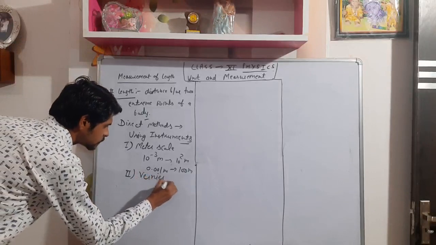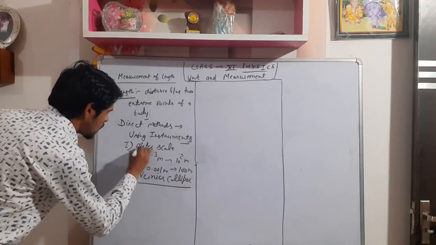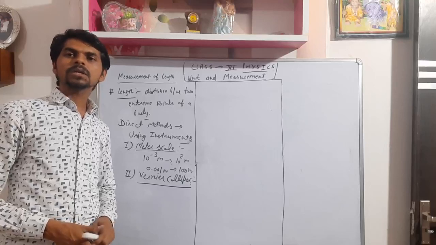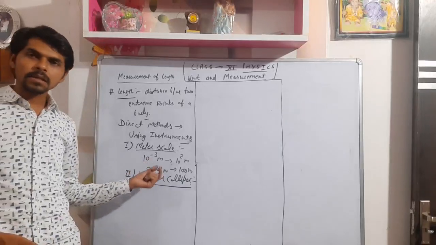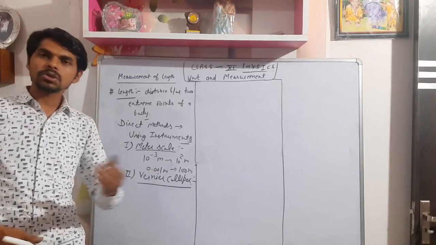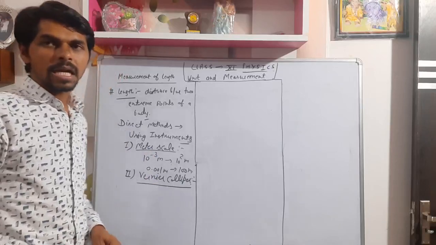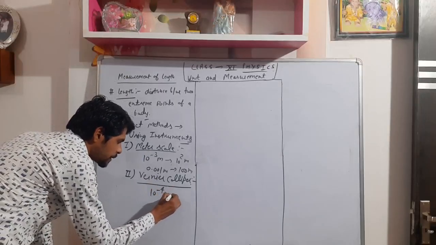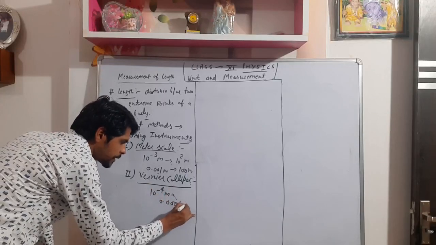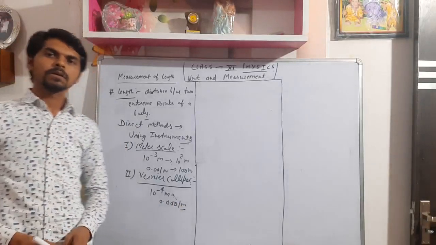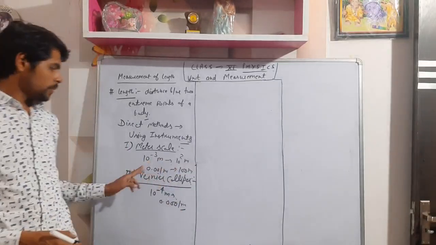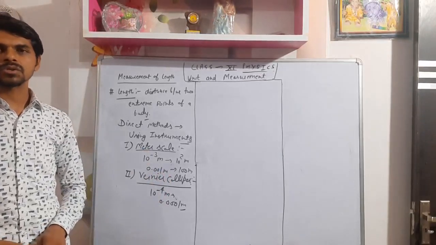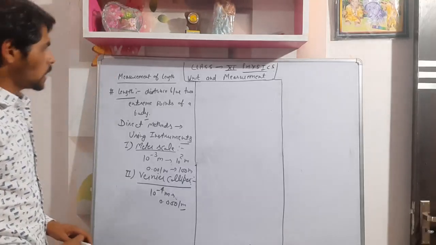Second instrument is vernier caliper. Before today you have hardly ever heard about the vernier caliper, but there is an instrument vernier caliper. If we want to measure a length beyond this value, below 0.001, what will we use? Vernier caliper is a measuring instrument used to calculate the value up to 10 to power minus 4 meter. It means if we have to calculate a value up to 0.0001 meter, we can use vernier caliper. Up to 0.001 meter we use meter scale. Less than that, vernier caliper. This is the second instrument used to measure the length of any body.